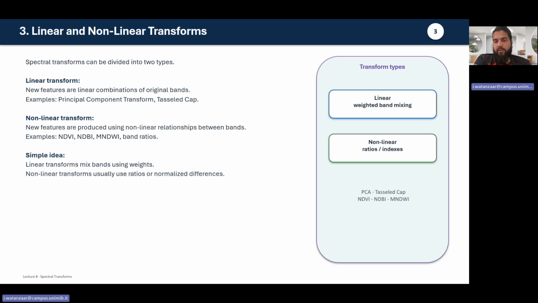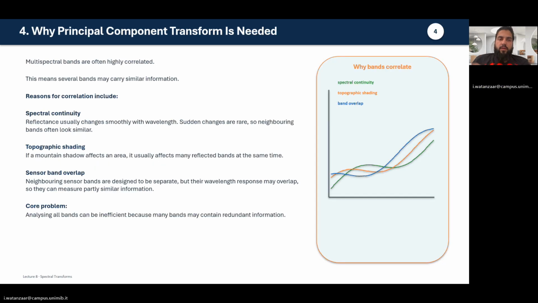On the right side, we can also see some quick explanations. We will see the linear transforms first. In the linear transforms, we are discussing why the principal components transform is needed. First of all, that's an important question. We already discussed the multispectral bands, so we will go quickly through these, as we have already covered some of the basics and foundations. When there is certain information which is highly related, we will focus on that more.